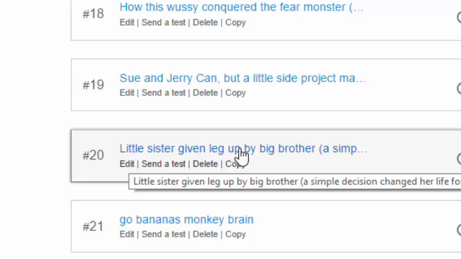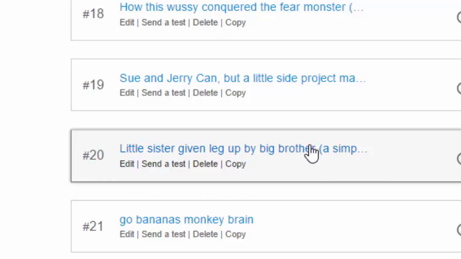This one here, I love this one. "Little sister given leg up by big brother." This is a story, and you can see it there in brackets: a simple decision changed her life forever. This is about a lady, an actress and a singer. She's Filipino, and her nickname is Little Sister, and she got her start on that hideous TV show called Big Brother. So I read her story. I found it quite inspiring, and I thought it would be good for my subscribers to learn about it, and then I could link it to my business message.